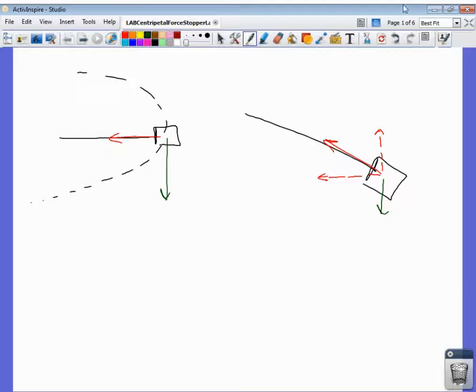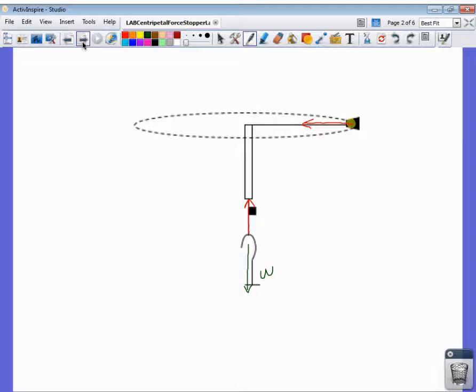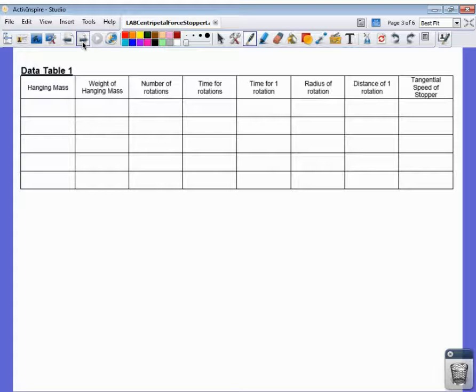All right, this is actually what I wanted to talk to you about. So, calculations. These columns you should have measured: hanging mass, number of rotations, time for rotations, and radius of rotation. Those are columns that you should have measured along the way. As far as calculations go, how do we calculate the weight of something? Hopefully we know by now. Mass times gravity. M times G, right? Make sure your M is in kilograms.